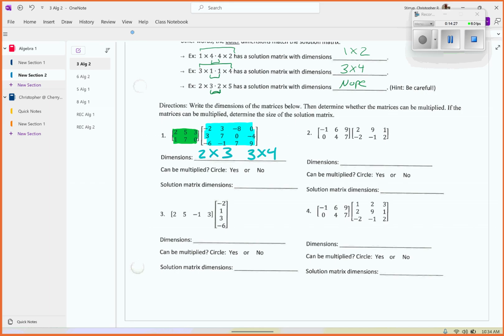All right. So yes, these can be multiplied because the inside dimensions are the same. So if the inside dimensions are the same, what would the answer dimension matrix be based on what we just talked about? 2 by 4. Okay? So the inside dimensions, same. Outside dimensions, say giddy up. You got it. Go ahead.